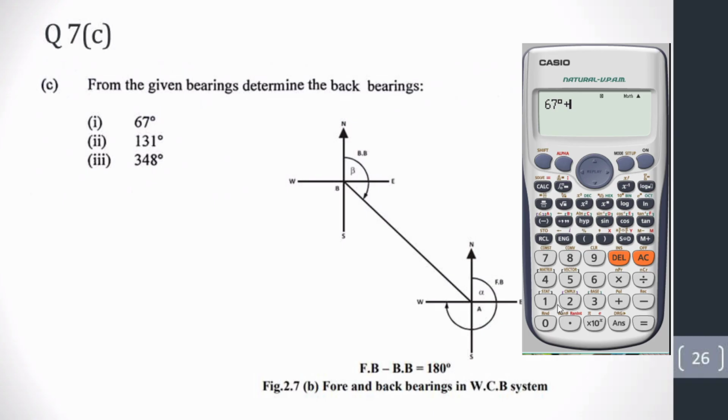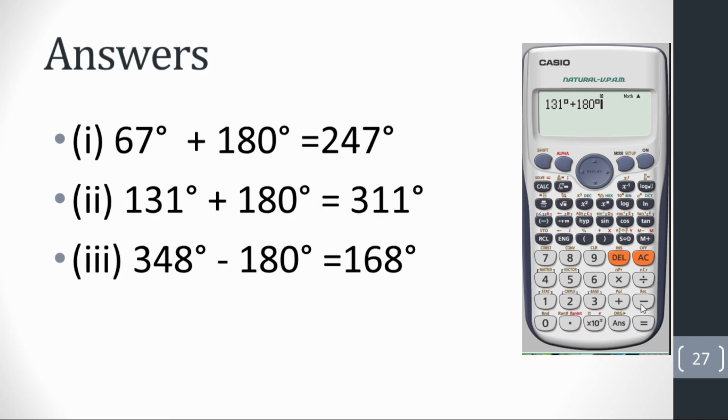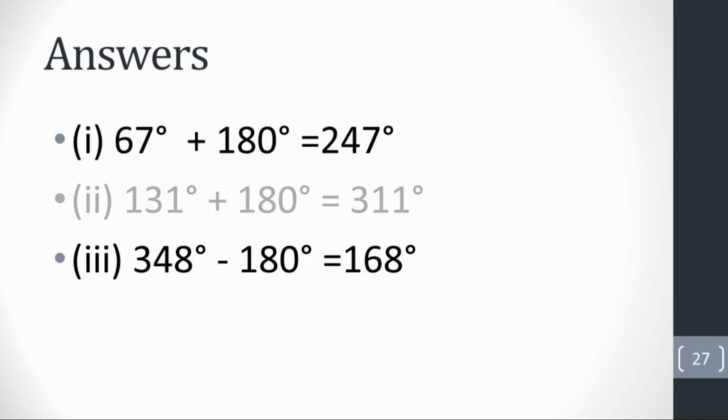So for my answer, if I add 180 degrees and it gives me a value less than 360, that will be correct. And if my value is more than 360, I will subtract it. So on the first solution I've added, on the second I've added, but on the third, there we have 348 degrees. That was more than 180, so you subtract in order to get the back bearing. So that was that simple.